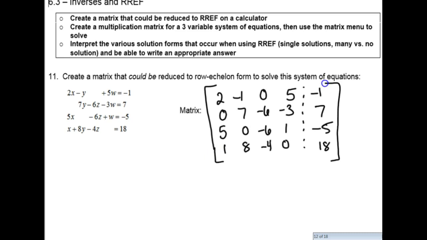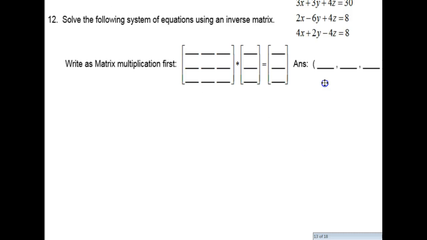Just read carefully. Next one, I want you to write as a multiplication matrix where you separate the coefficients from the variables from the solutions. So coefficients first would be 3, 3, 4, 2, negative 6, 4, and 4, 2, negative 4. The variables were x, y, and z in that order. And then the solutions were 30, 8, and 8 in that order. So we're just separating the three separate matrices.